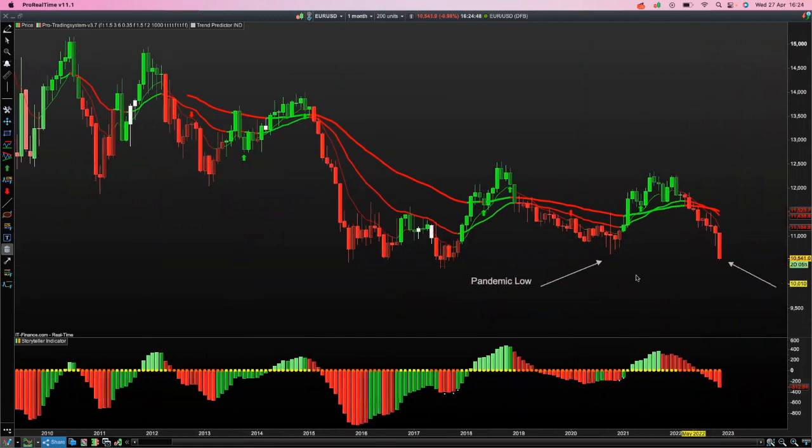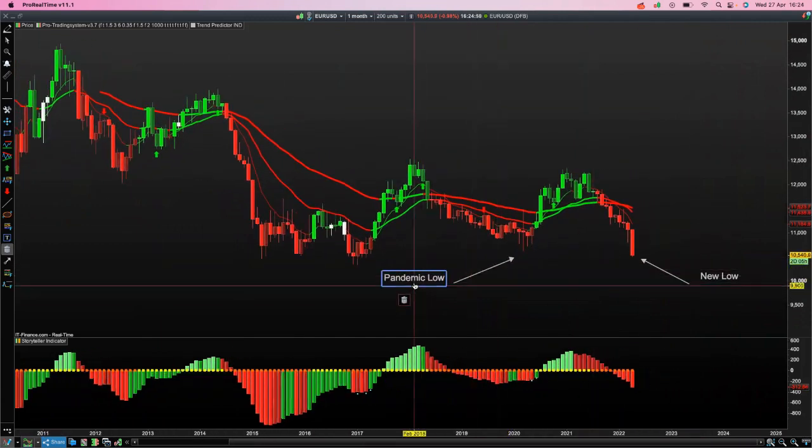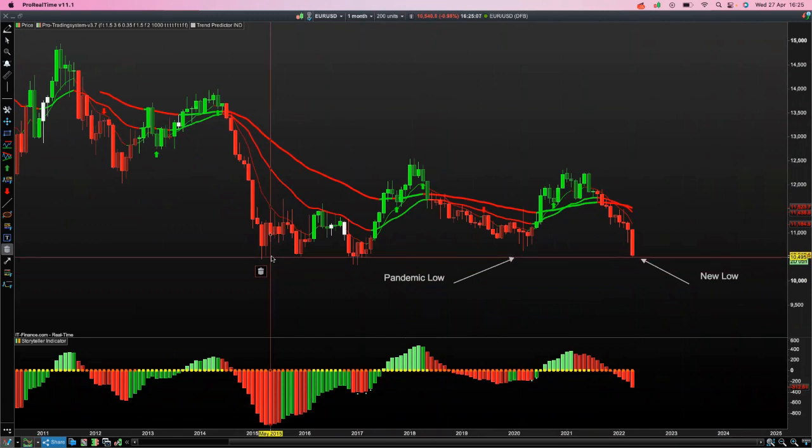interesting place now. You can see I've marked on the chart the pandemic low here, and now we're making a new low this month. And if we look further left, we've got this real band of support here, and we're pretty much right on that now, the 10,400 area. Those lows were back in January 2017, 2015, and so this will be an area of support.